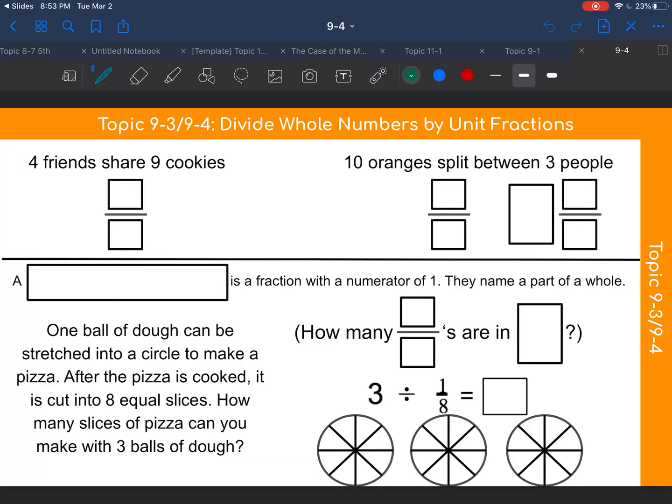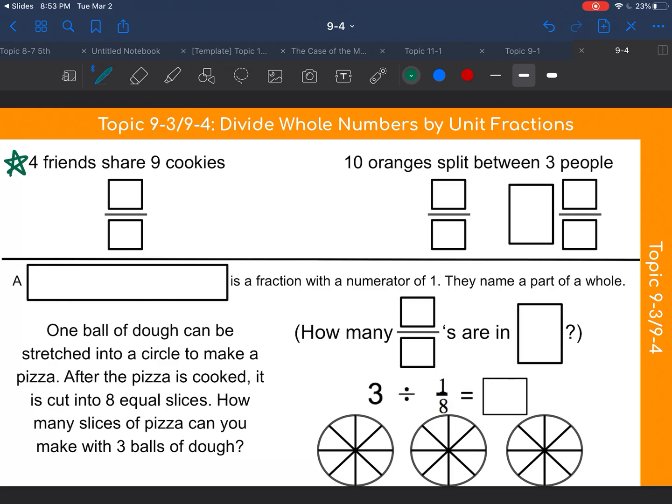Hello, fifth graders. So we're going to begin our lesson by just reviewing a couple questions from yesterday. Remember, yesterday we were talking about how fractions are really just mini division problems, and we can basically find an answer by writing a problem as a fraction. Okay, so let's look at this first scenario.